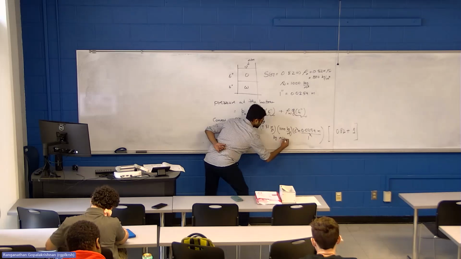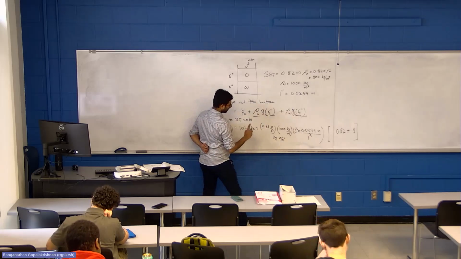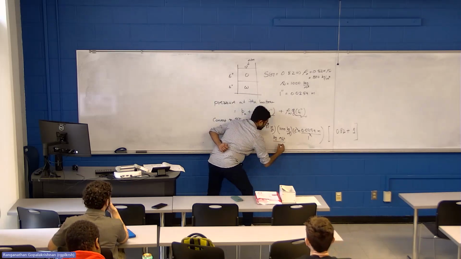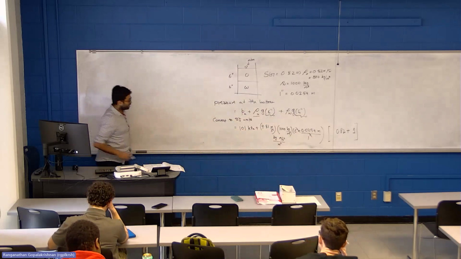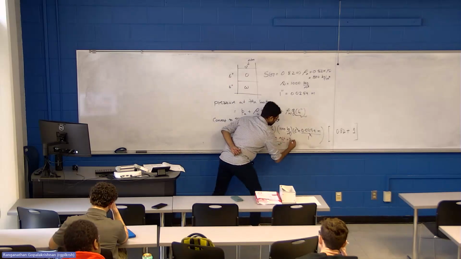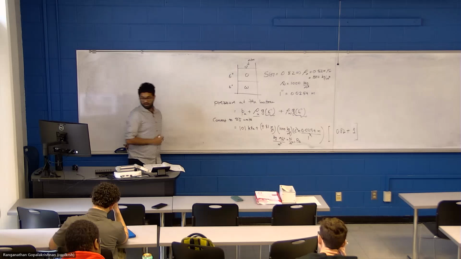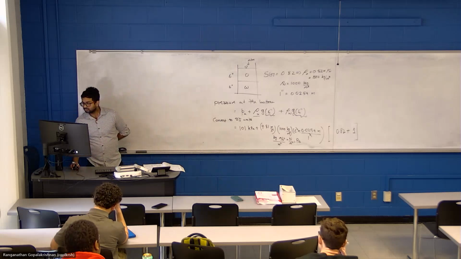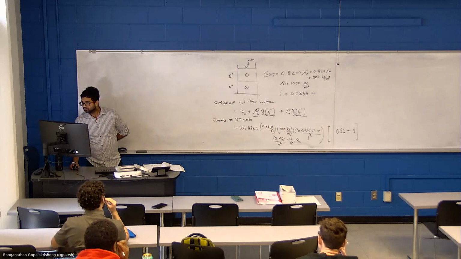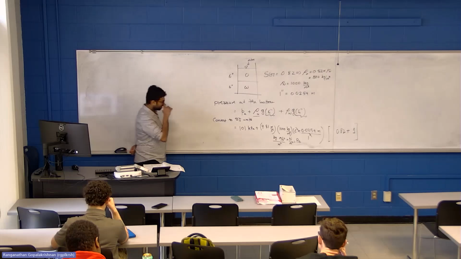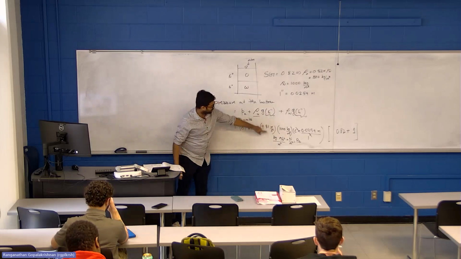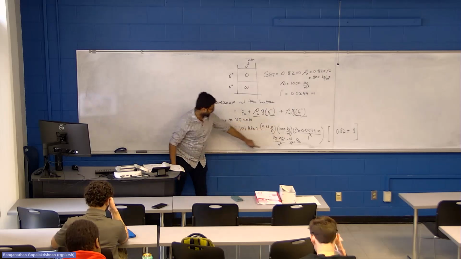meter per second squared, kilogram meter per second squared divided by meter squared. What is this unit? That will be Newton per meter squared, or this is Pascal. This is Pascal, okay? If you multiply all of this, you're going to end up with the unit Pascal.